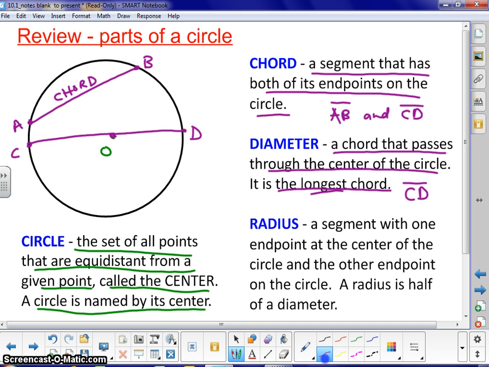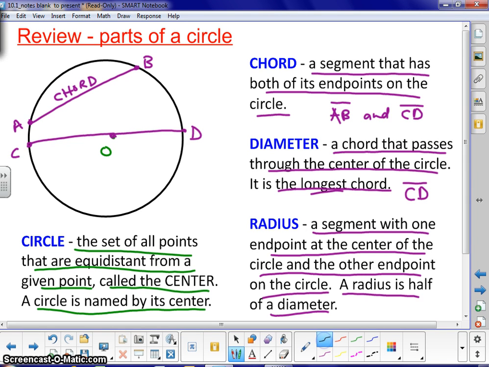And then the last part is the radius, which is a segment with one endpoint at the center of the circle and the other at the endpoint on the circle. The radius is half the diameter. Again, this is very much review. So OD would be an example of a radius. And then you could make another one just to get the point across. That would also be a radius.